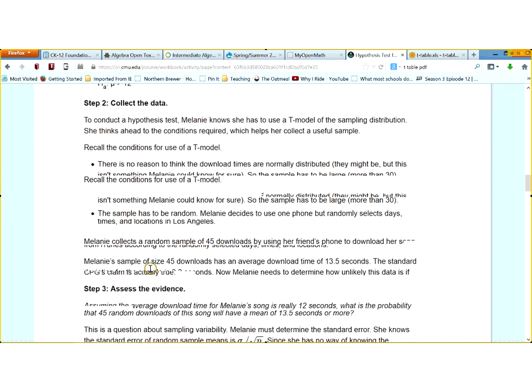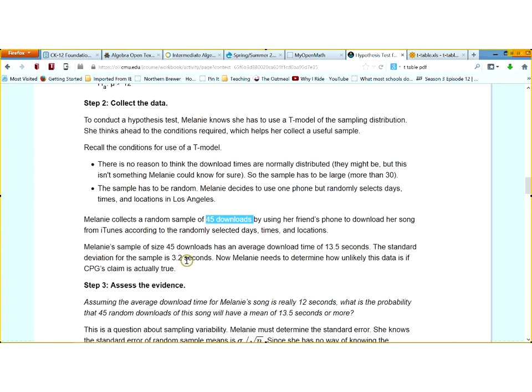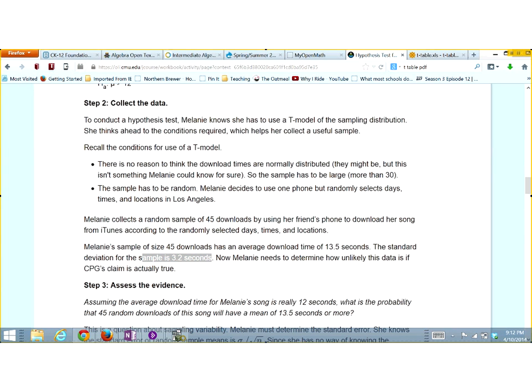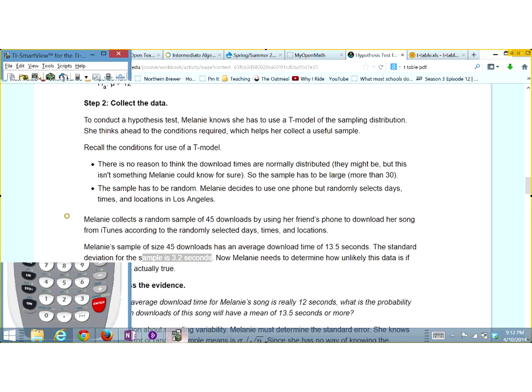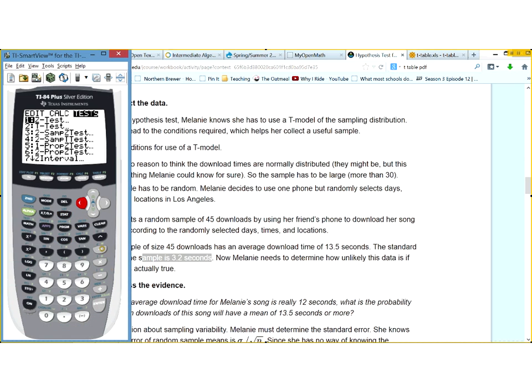So she did 45 downloads, and that's her n, and she got a sample standard deviation of 3.2 seconds. So now we can use the calculator to get our p-value. We go to stat, tests, and this time it's a t-test instead of a t-interval, because we're doing a hypothesis test. So t-test, I'm still using data. My mu0 is the mean in my null hypothesis, that's H0, which is 12.